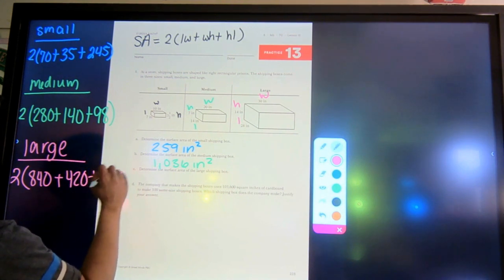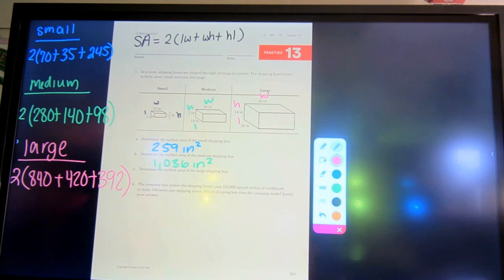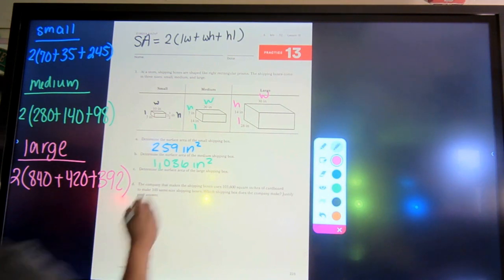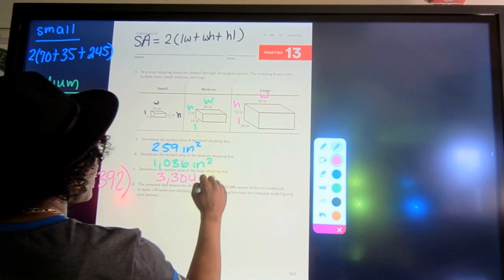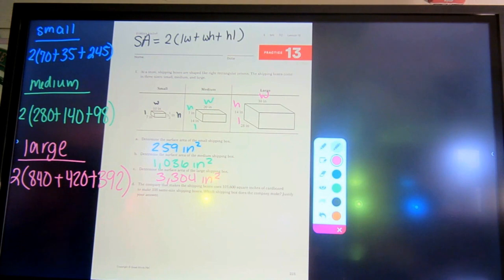We add all of this in the parentheses up, and we want to multiply by 2, and when we do, we get 3,304, and that's inches squared.